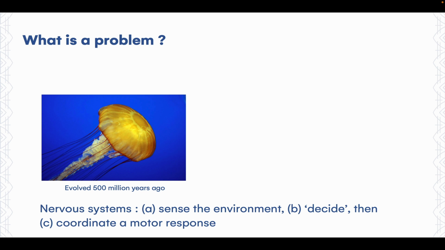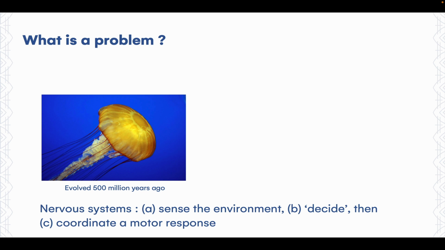We put decide in quotes because in the case of the most simple animals, these decisions were relatively automatic. Go here and not there. Move or stay still. And then the nervous system would coordinate that response, that motor response. So sensing, deciding or interpreting, and reacting.